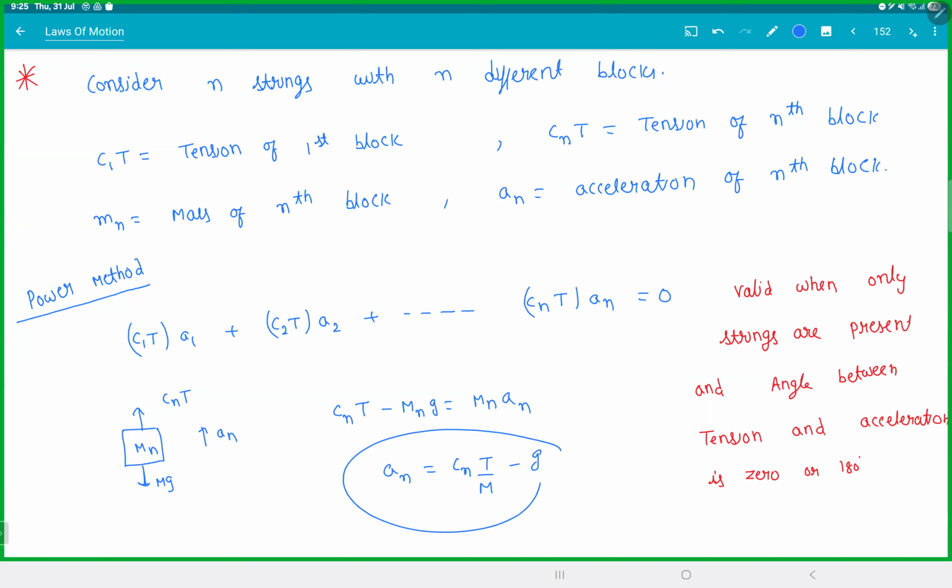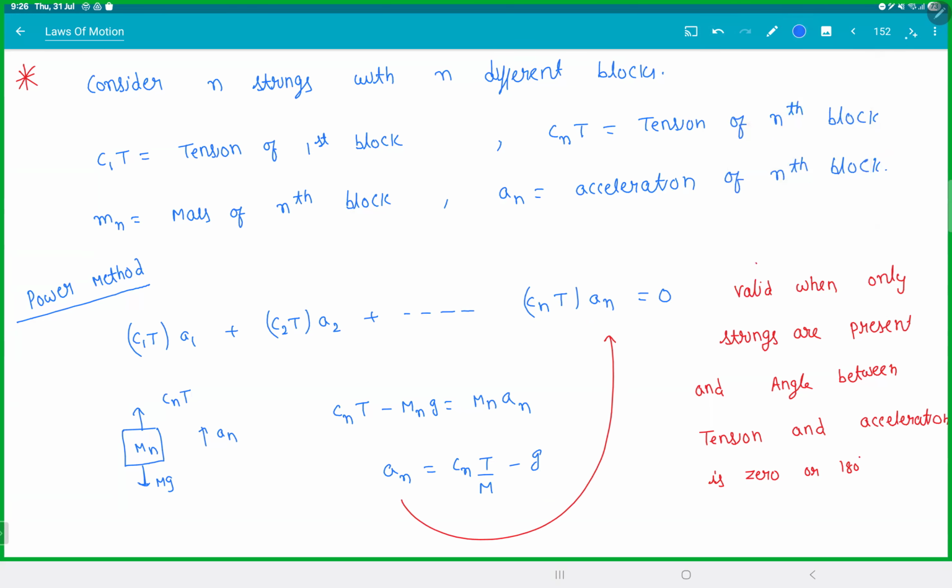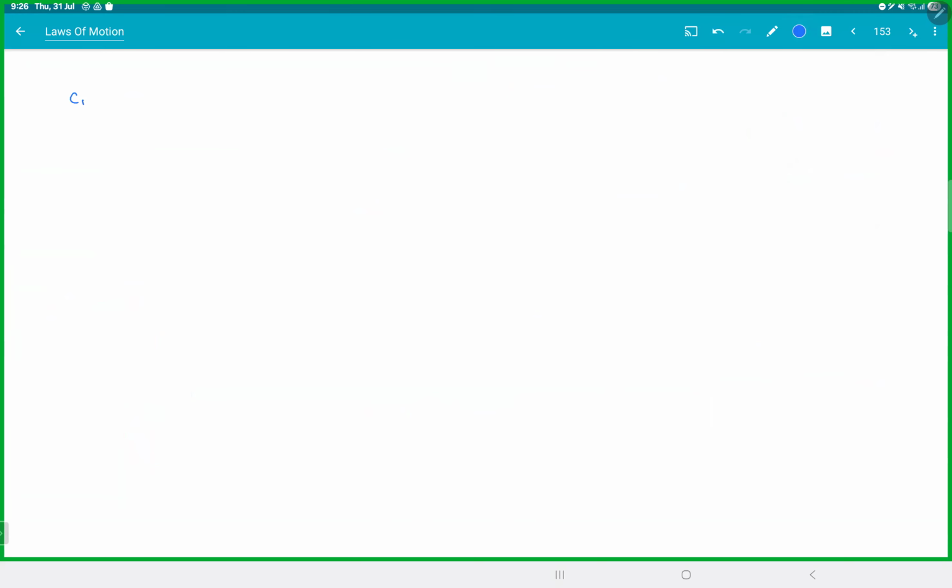Now take this an and substitute in this formula here. So take this an from here and put it in this. Then your formula becomes C1 T by m1 minus g, C2 T by m2 minus g, and so on, Cn T by mn minus g is equal to 0.